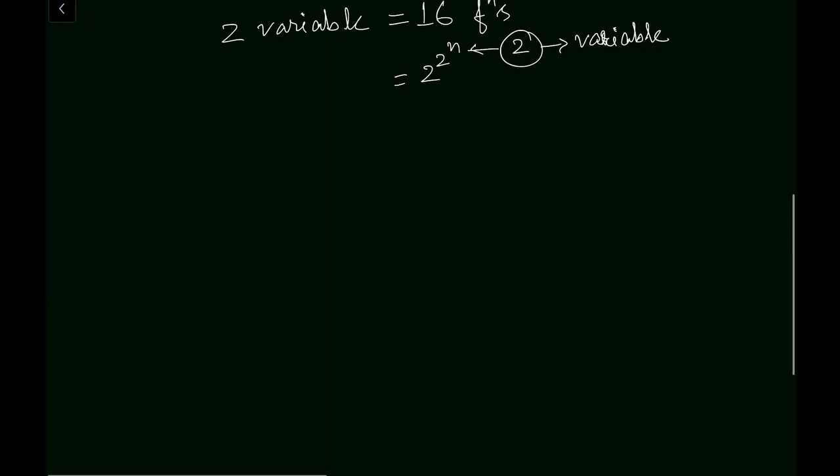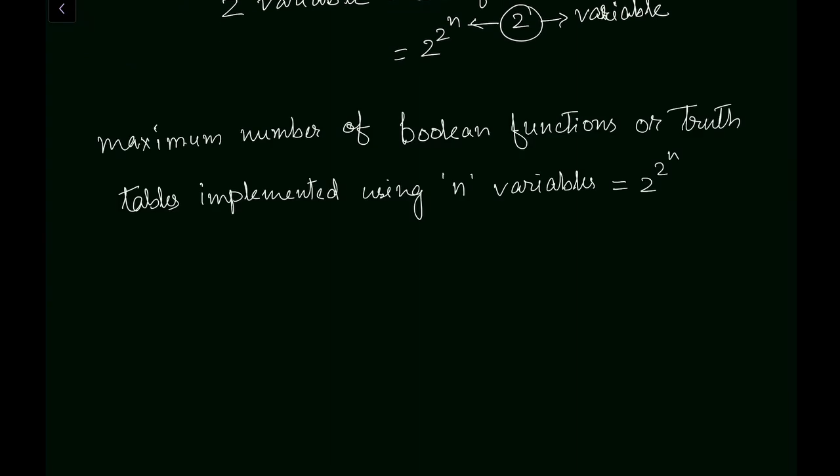So let me write it down here. The maximum number of Boolean functions or maximum number of truth tables implemented using n number of input variables is equal to 2 to the power 2 to the power n. So this is the formula you have to use. Whenever in a competitive exam you are asked to find this, you can directly use this formula. You replace n with the number of variables and you will find the result.